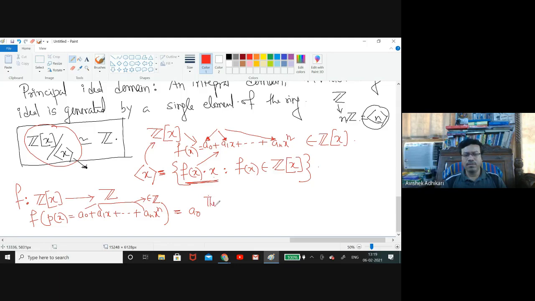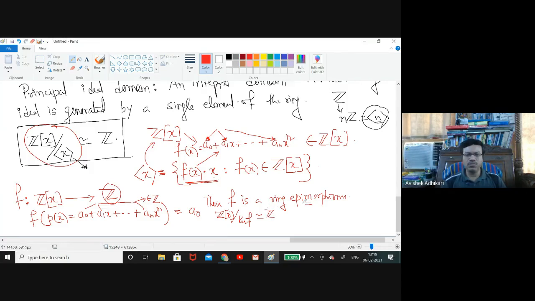Then F is a ring homomorphism. You can say directly it is an epimorphism, because you can take any integer here, then you can always construct a polynomial whose constant term is that integer. Then that will be an epimorphism. So F is a ring epimorphism. Then by the first isomorphism theorem, Z[x] quotient kernel of F will be isomorphic to the image, and since this is an epimorphism, the image must be equal to Z. So we are almost done.